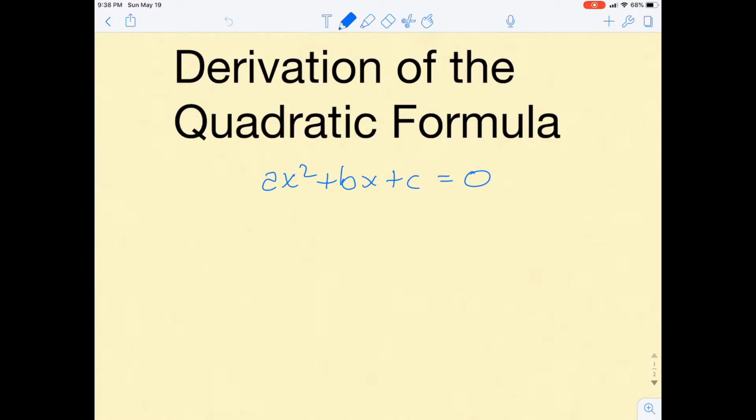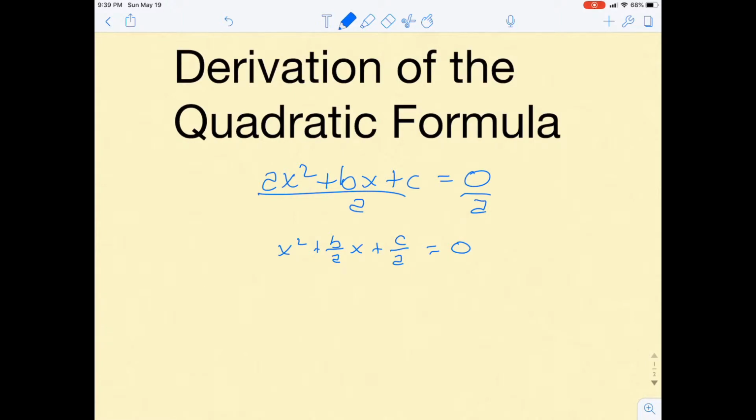So we think back to one of the rules for completing the square, which is that the leading coefficient must be 1. In this case, our leading coefficient is a. So to get rid of this, the first thing we have to do is divide the entire equation by a. Then this becomes x squared plus b over a x plus c over a equals 0.